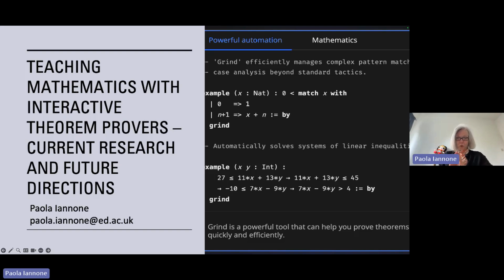It's always a pleasure to talk after Kevin, because Kevin is the reason why I got into this, thinking about using interactive theorem provers for teaching mathematics, but not only, as we will see at the end of the talk. So I'm Paola Iannone, I work at the University of Edinburgh, and when I give talks like this, I always say I'm a social science researcher that knows a little bit more mathematics than your standard social science researcher.